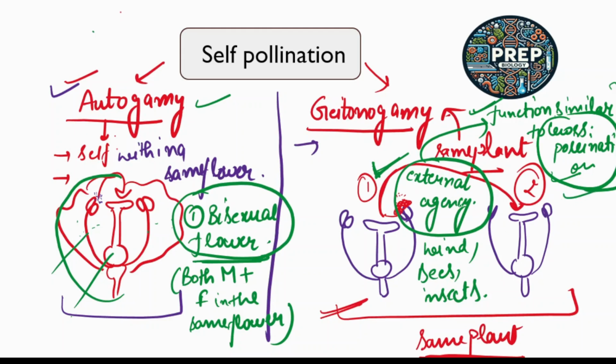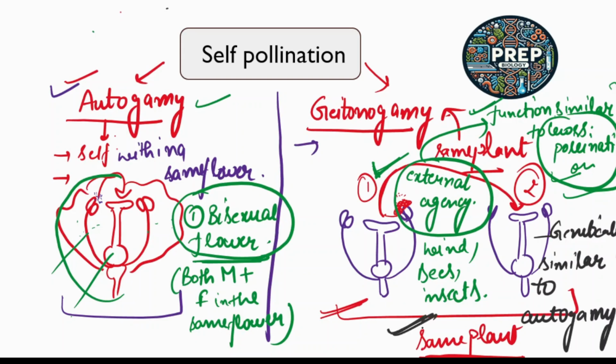But genetically, if we talk about genetically, it is similar to autogamy. I hope these points are clear to you all. Why are they genetically similar to autogamy? Because the transfer occurs in the same plant. That's why in the same plant there is no genetic difference. So this is all about the self-pollination and its types.